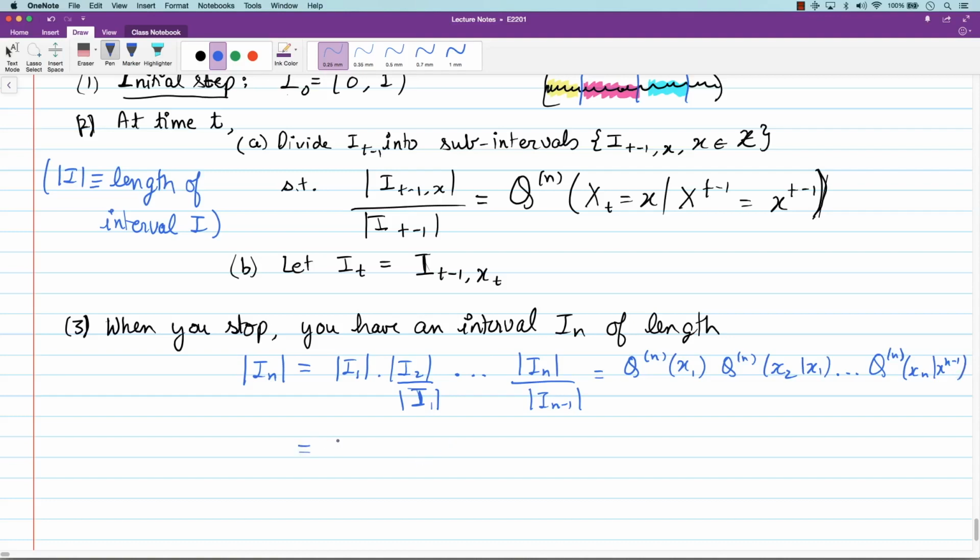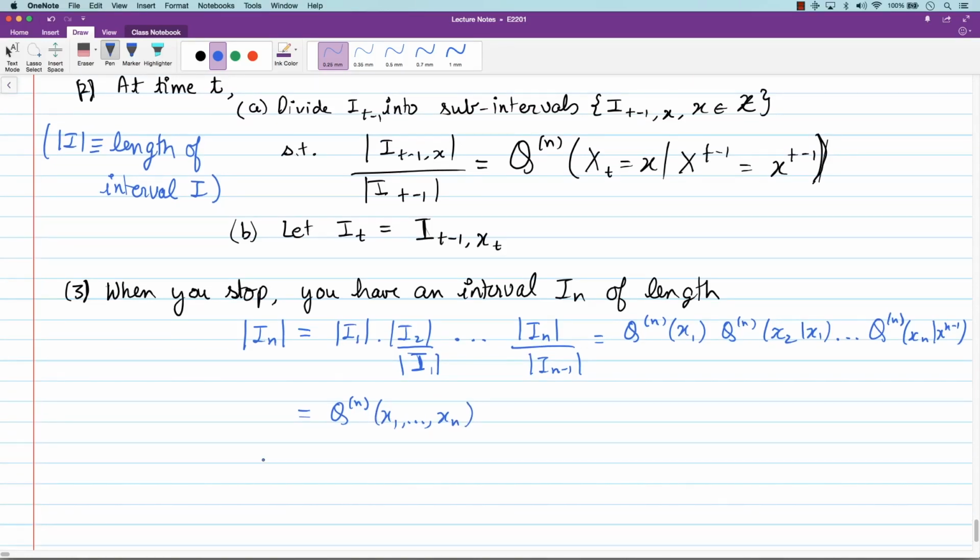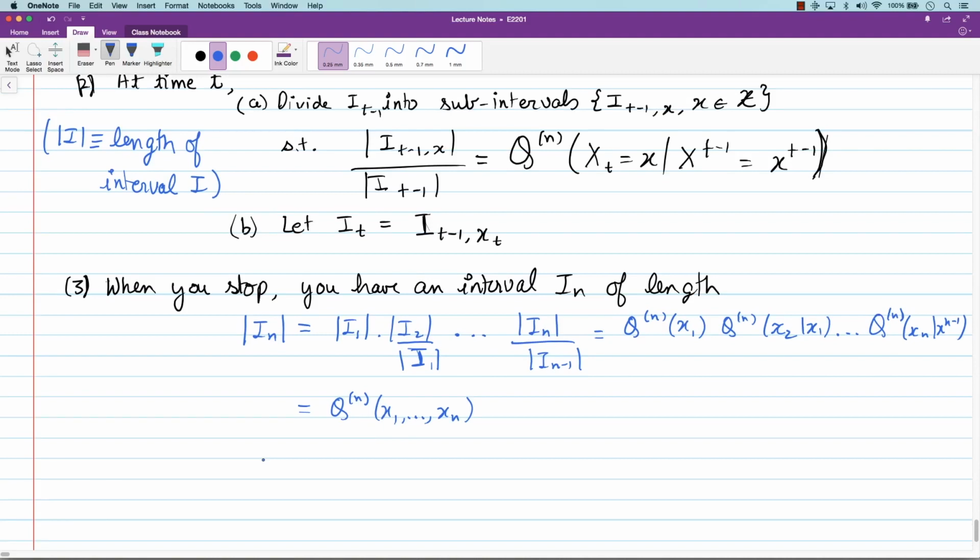But this is exactly equal to Qn of x1 to xn. Okay, so the length of the interval is proportional to the probability. It's exactly equal to the probability. That's what you wanted. But we have not decided what the code word is. All we have observed is that when the algorithm is applied for n steps, it's run on n symbols, the length of the interval is exactly equal to the probability that you want to associate with that sequence.